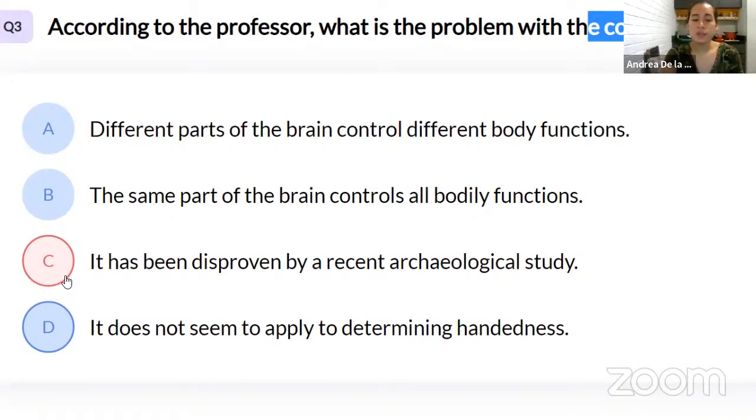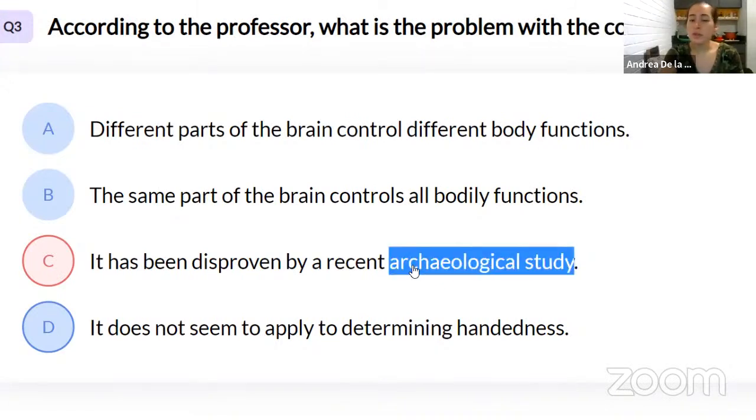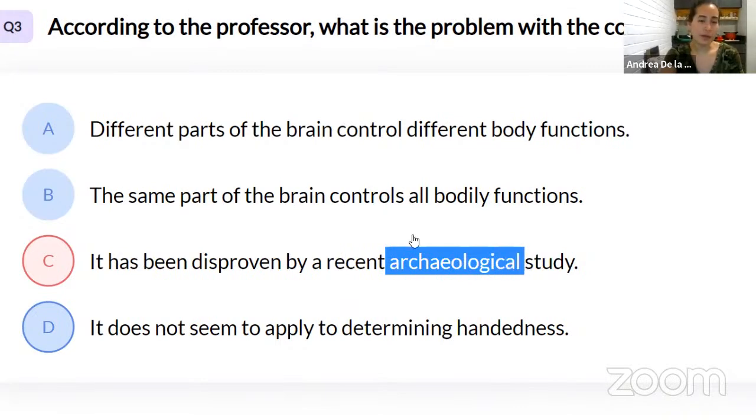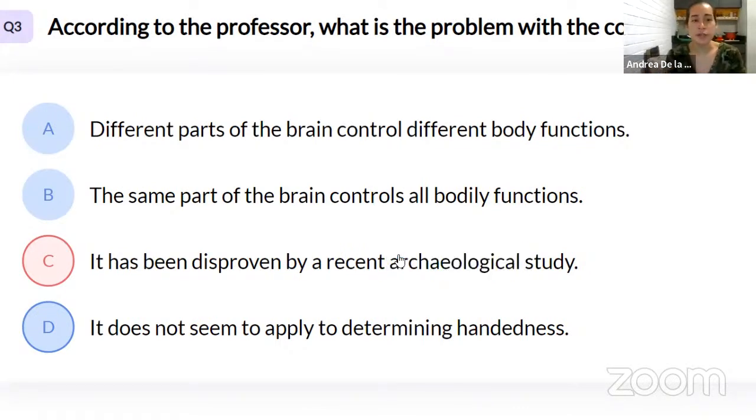But option C is talking about a recent archaeological study. And we know that, first of all, archaeology doesn't study that. You know, it has nothing to do with biology. Well, yes, something to do, right? But I think the archaeological study was mentioned later to explain to what extent our environment defines whether we are left-handers or right-handers. But instead, D was the problem, right? It does not seem to apply to determining handedness.